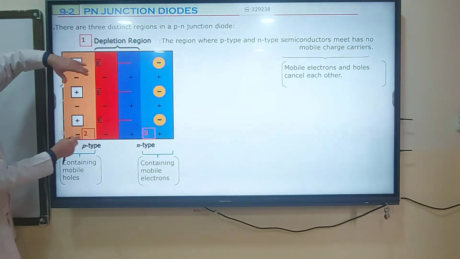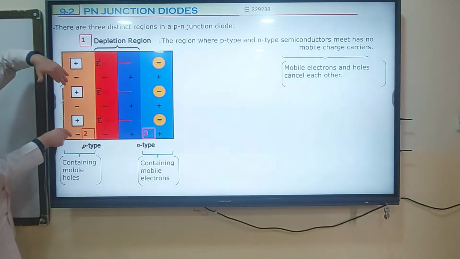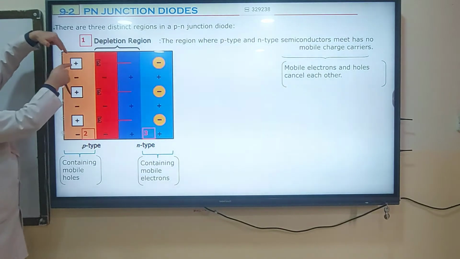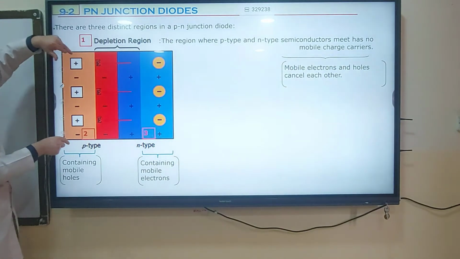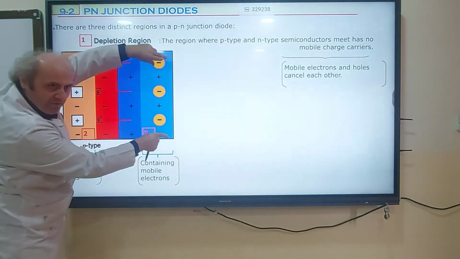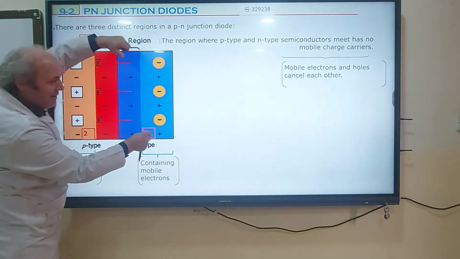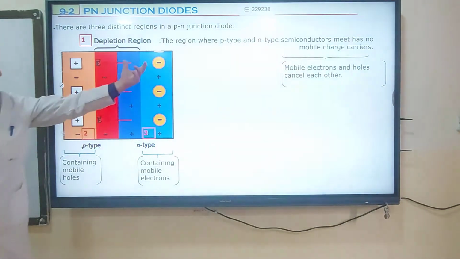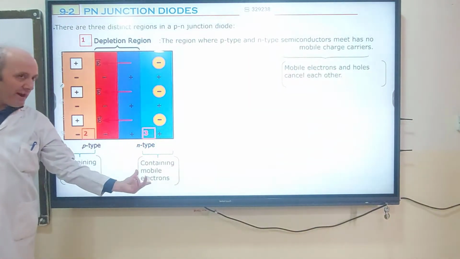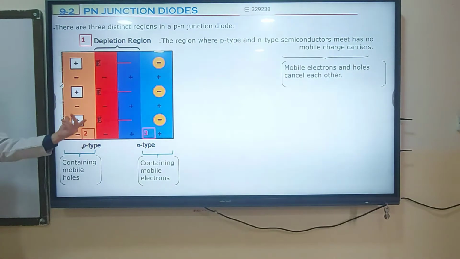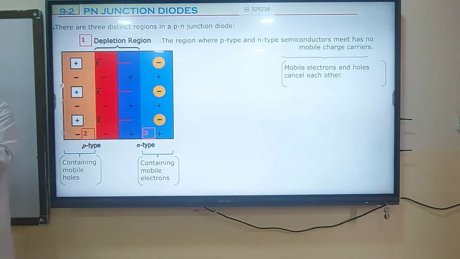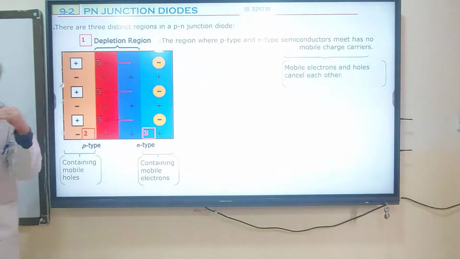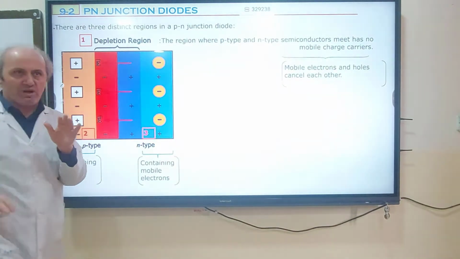One region, the other part of P-type, still consists of mobile holes. The other part of N-type still consists of some mobile electrons. So the third region contains some mobile electrons, and the second region contains some mobile holes. But the first region, which is the depletion region, has no mobile holes or electrons because they combine. While they combine, they cancel each other.